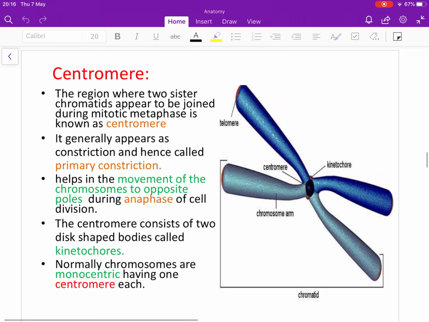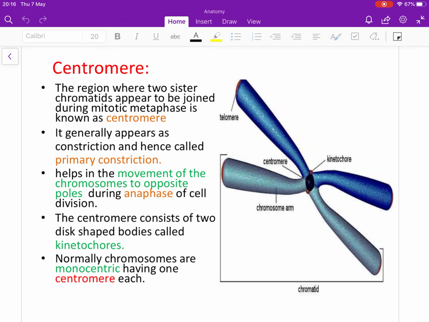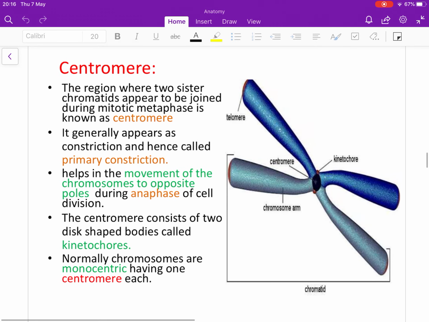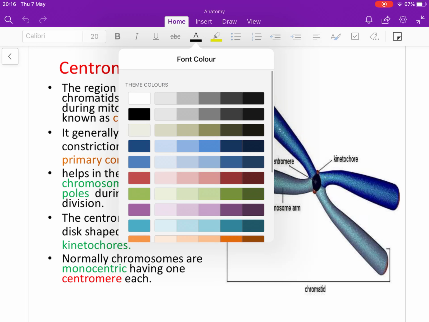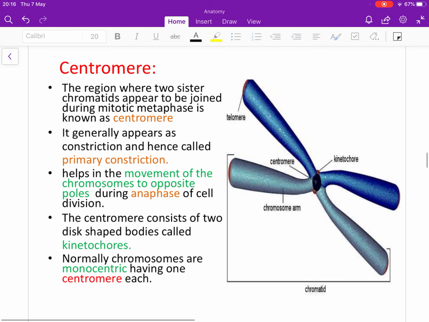You see, this is the first part of the chromosome, and this part is the centromere. Now, this centromere is a region where two daughter or sister chromatids join together, or the point of joining of two sister chromatids together is known as centromere.